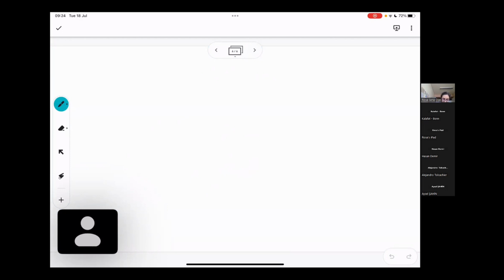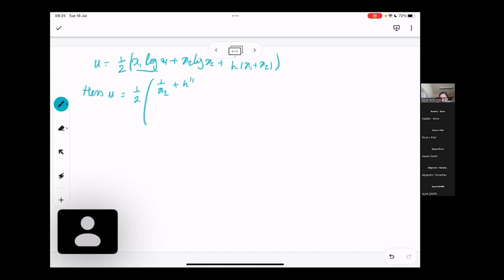Okay, so let me write this again. Okay, so the Hessian of U is what? Okay, so there is a 1 over x1 that comes from this term, and then this term. The mixed derivatives are like that.